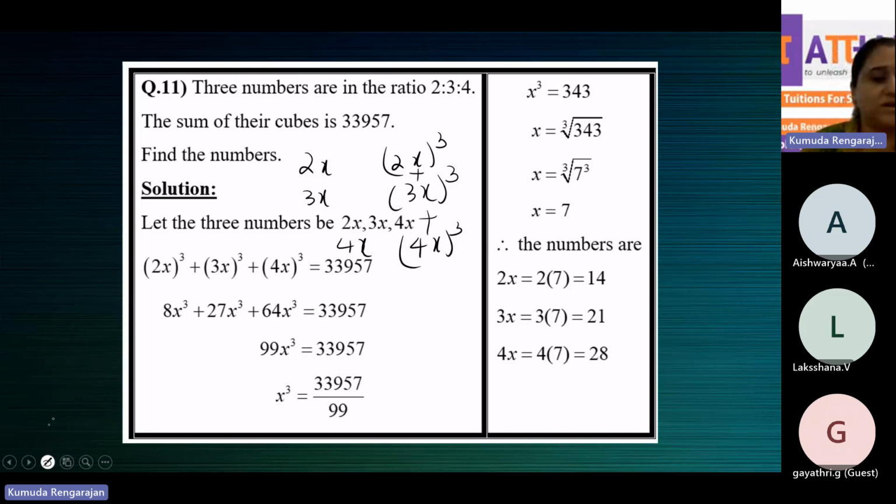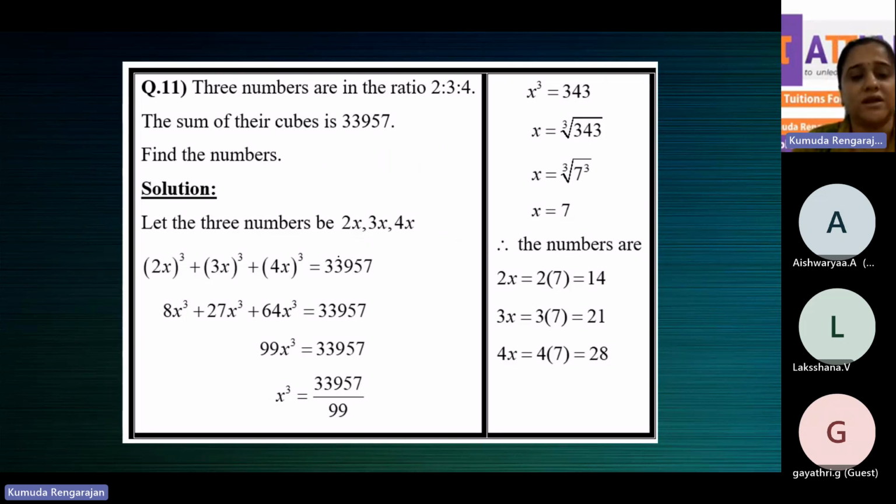The sum of their cubes is equal to 33,957. So this is how we construct the equation. 2x the whole cube plus 3x the whole cube plus 4x the whole cube is equal to, don't look outside and get distracted, children, 33,957. All right.